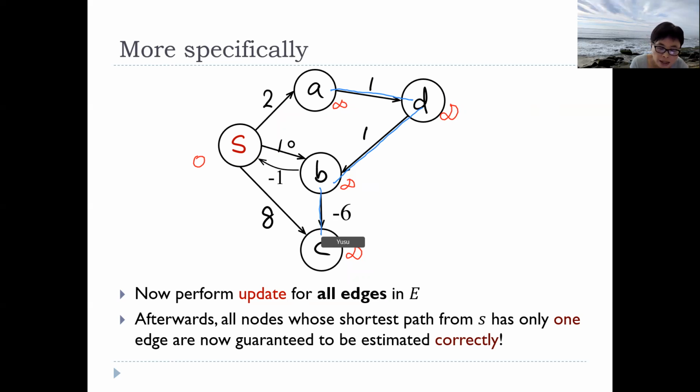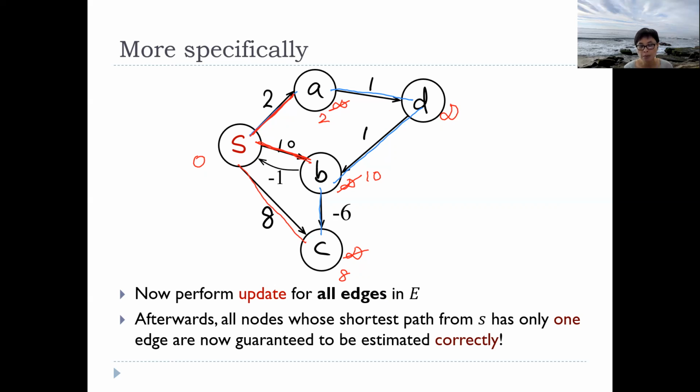Then I do update on SA, and now we found a better way to reach A, which is 2. And this is the predecessor of this better estimated shortest path, so we make it red. The same when I update edge SB, I found a better way to reach B, and the predecessor of this newly discovered shortest path is S. Same for C. When I do update on SC, I found a better way to reach C, and the predecessor along this path is S. So this is the first round.